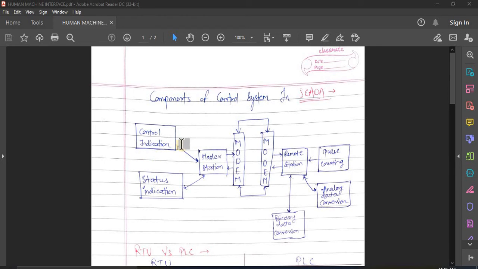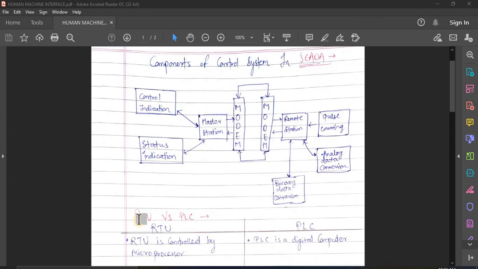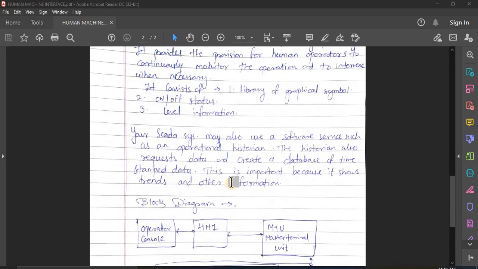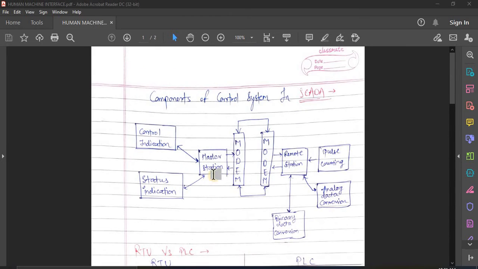Today, in this lecture, we are going to study the different components of control system in SCADA. After that, we are going to have a discussion on the difference between RTU and PLC, that is, remote terminal unit and programmable logic controller. And then we are going to see what is HMI, that is human machine interface, and the block diagram of HMI.